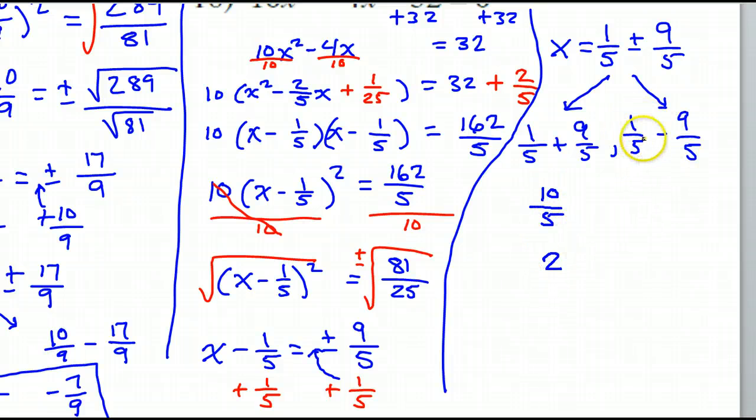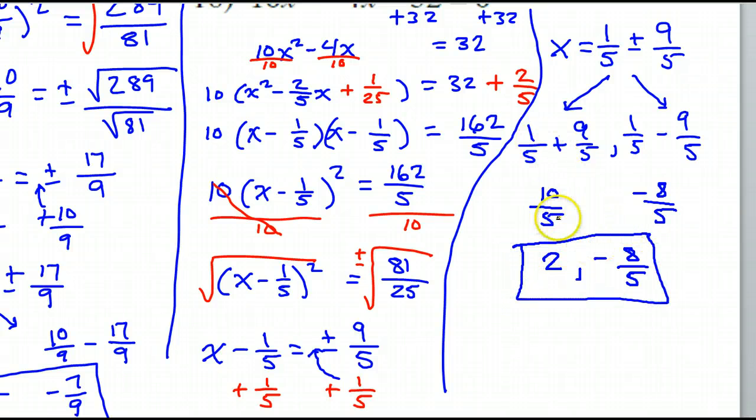1/5 minus 9/5. What's 1 minus 9? Well, that's -8, right? So this would be -8/5, which doesn't reduce any further. So the two answers should be 2 and -8/5.